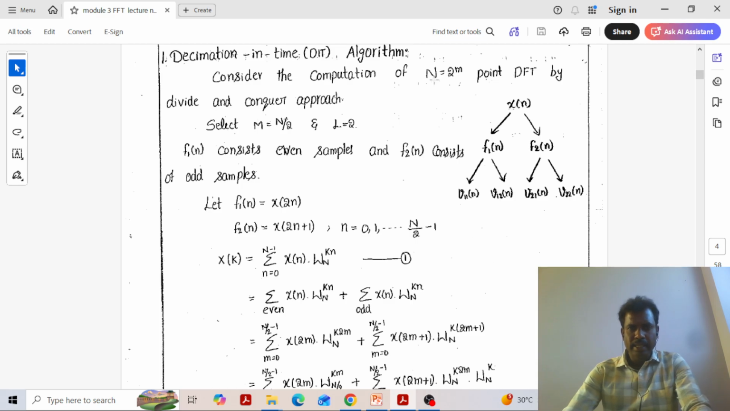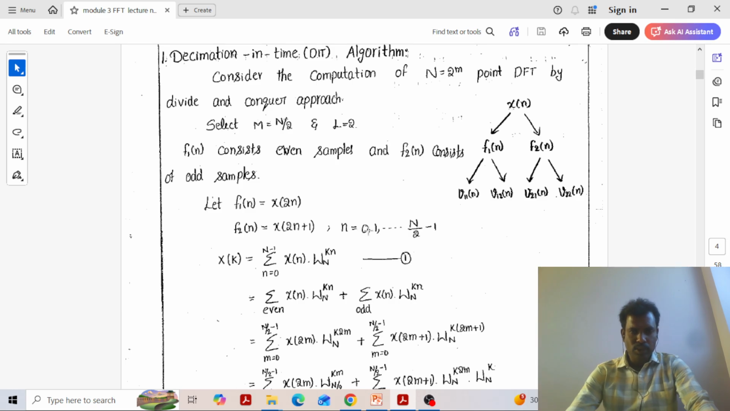If capital N is the number of samples, it must be a power of 2 for performing the radix-2 FFT algorithm. As we said, x of n is divided into 2 sample groups, f1 of n and f2 of n. f1 of n is the even indexed samples. x of n is the input sequence, x of 2n is the even index and x of 2n plus 1 is the odd index.